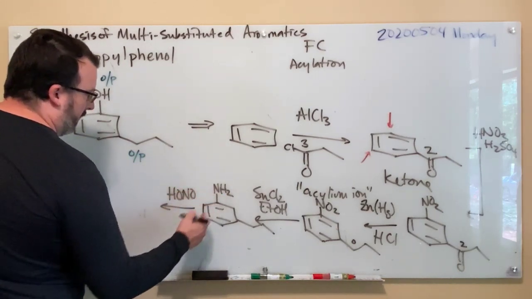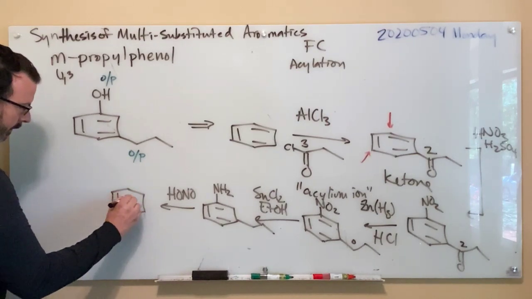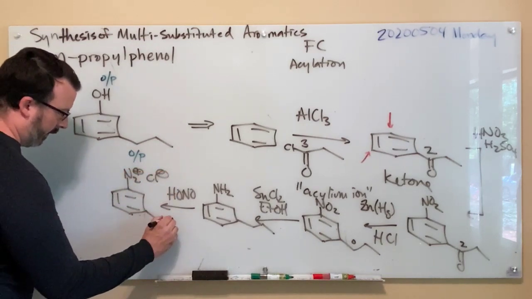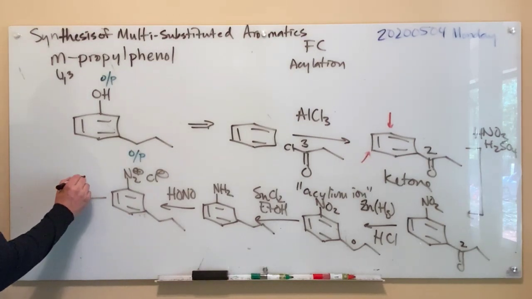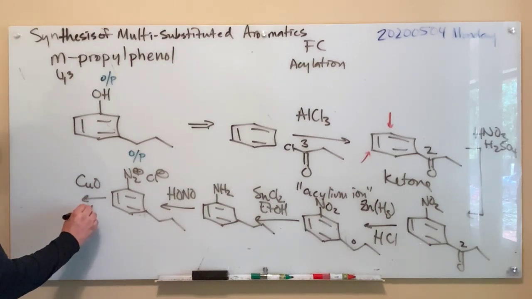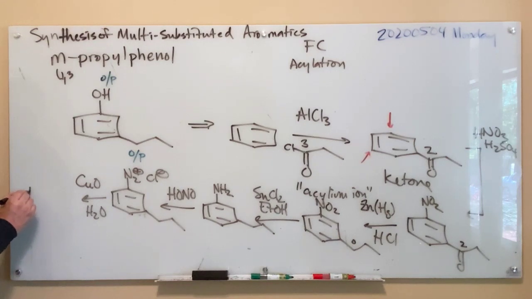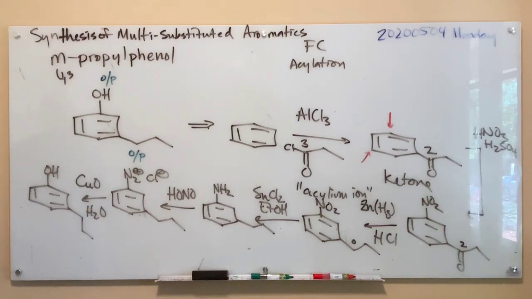Nitrous acid transforms this into this diazonium. And then finally, we're going to treat the diazonium with copper oxide and water. And again, the oxygen is coming from the copper oxide to install the hydroxy substituent. So here we have meta-propylphenol.